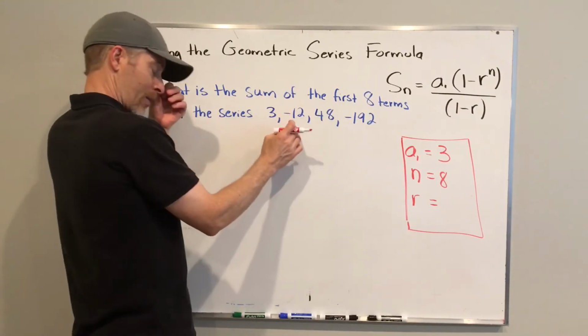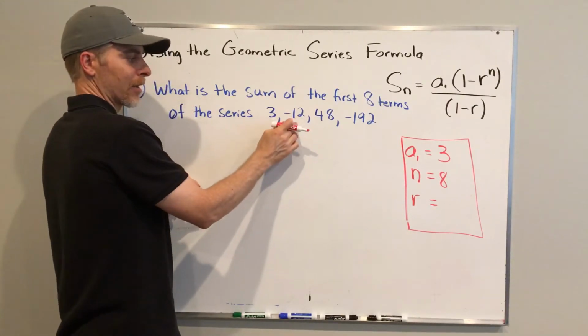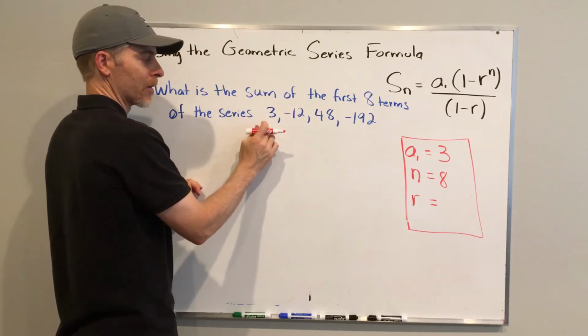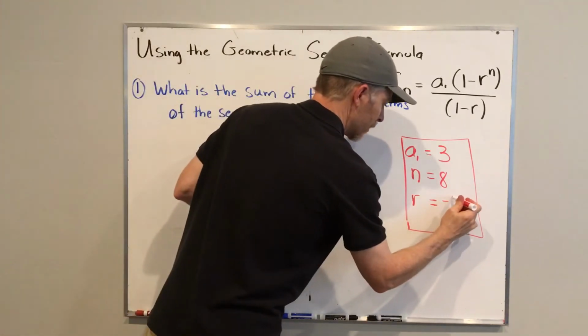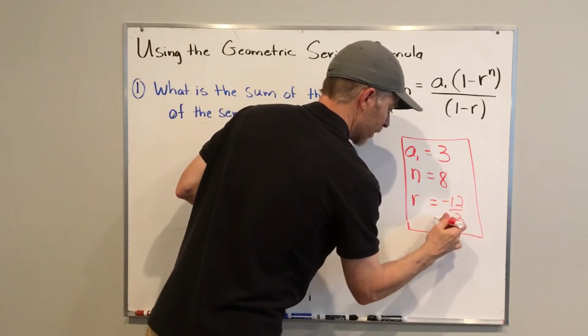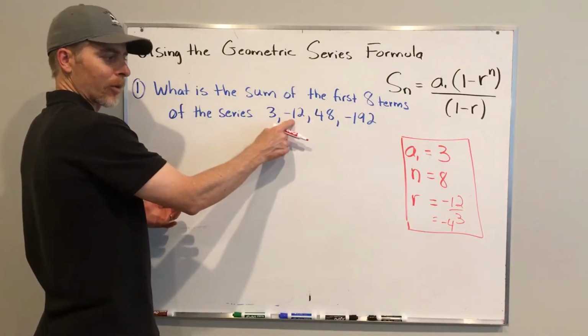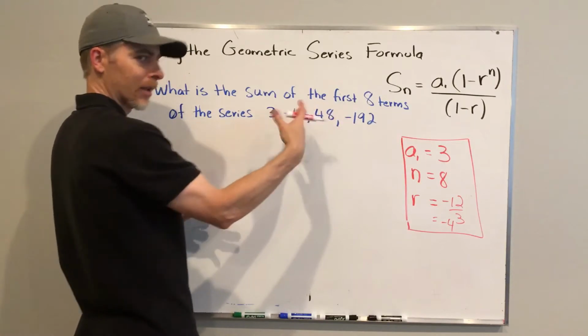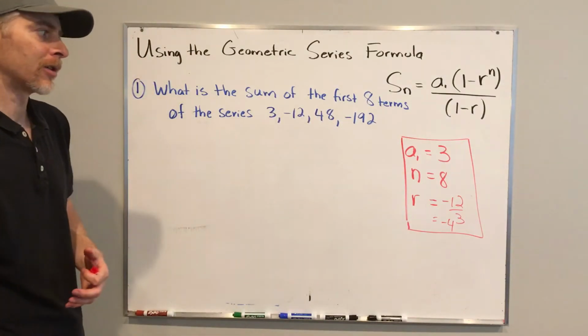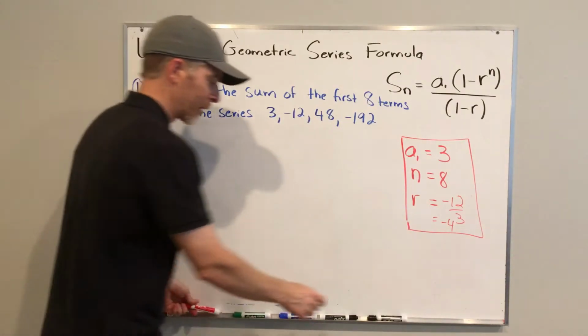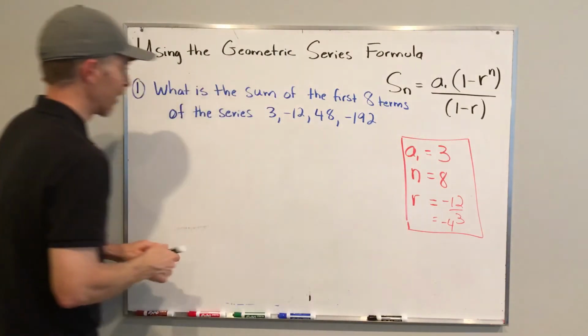So remember how to find the common ratio. We take the second term divided by the first term. So negative 12 divided by 3 equals negative 4. And 48 divided by negative 12 is negative 4, and so on. You get the picture. So that's the common ratio. Okay, now we just have to plug into our formula.